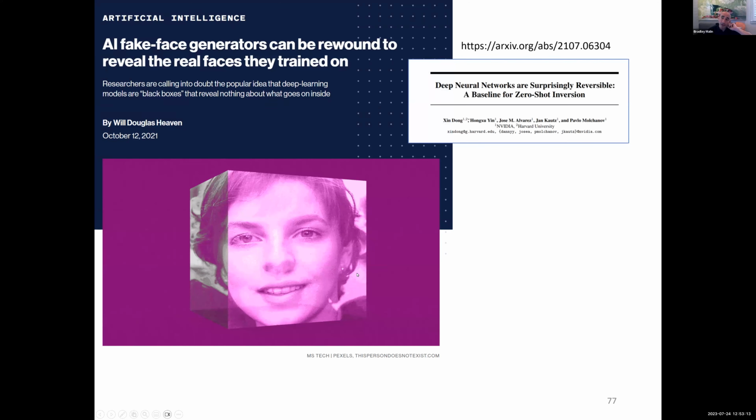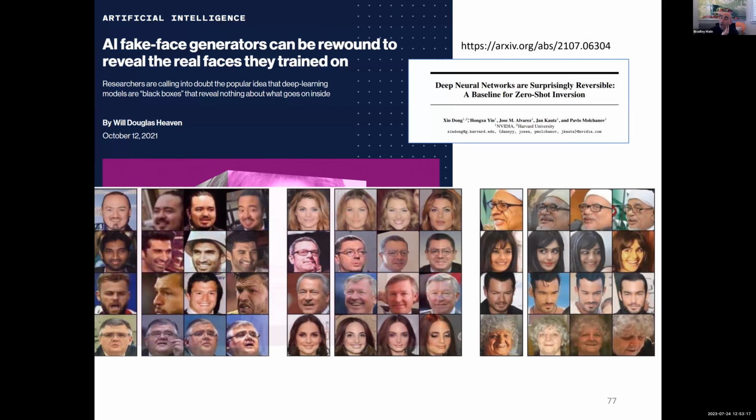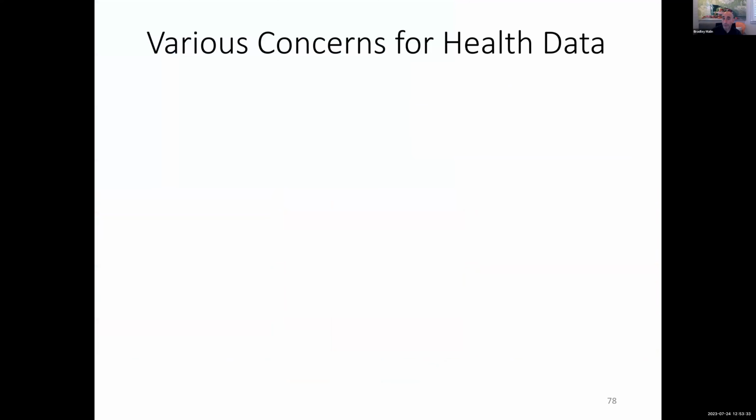These are not perfect. Things can go wrong, and these are known as inversion attacks. Just an example with images, what can happen is you can say, well, this is my simulated image, but you might say, well, that looks really similar to the real data that you had. And these are what are known as zero-shot inversion attacks.